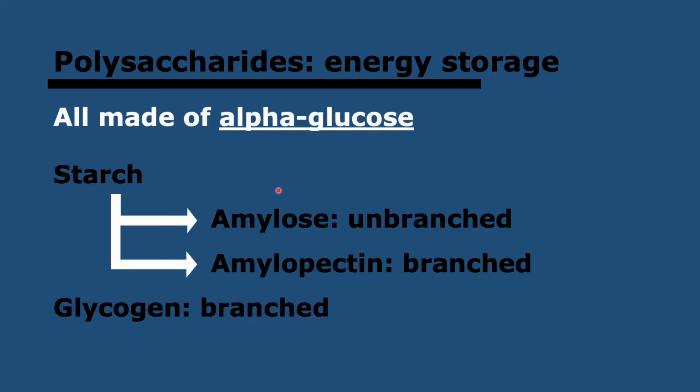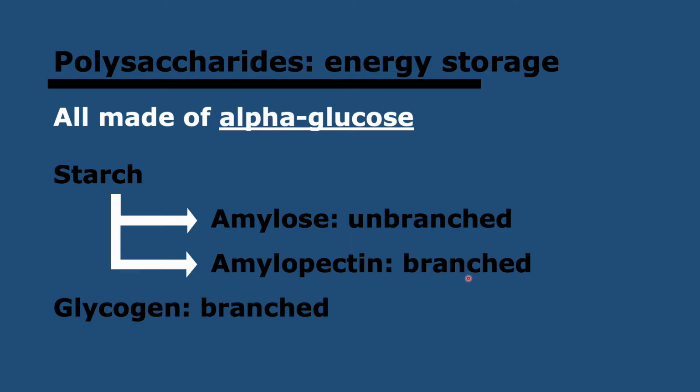So when we look at energy storage, we have starch and glycogen, as mentioned. But then starch can be subdivided. This is where it gets tricky, okay? But I have a summary slide later, so hopefully it'll make sense in the end. So starch can be divided into amylose and amylopectin. Amylose is unbranched, whereas amylopectin is branched. Now, what does this mean?